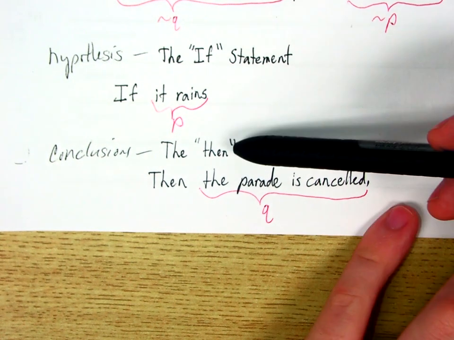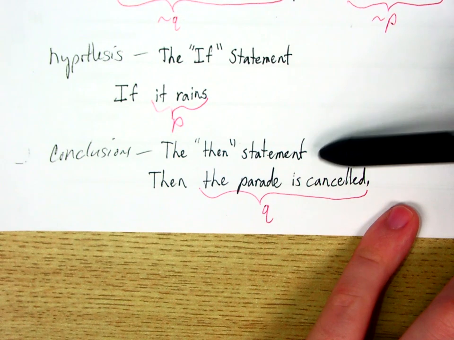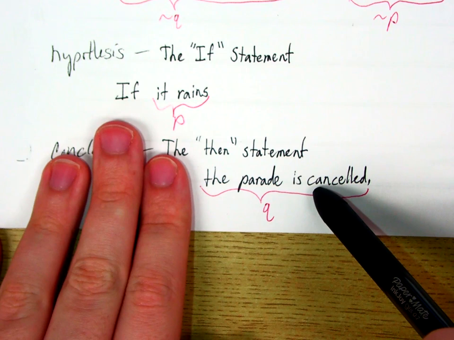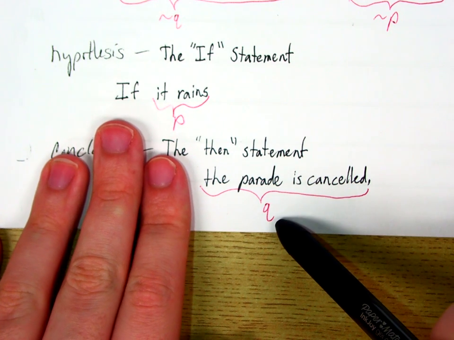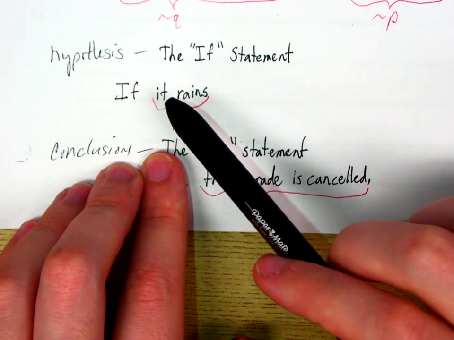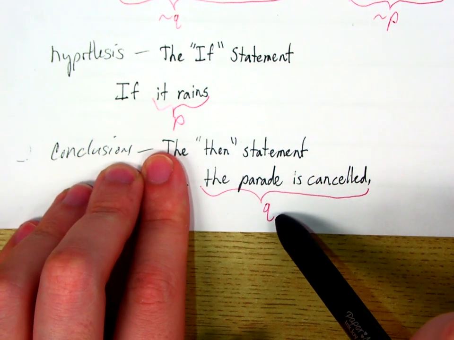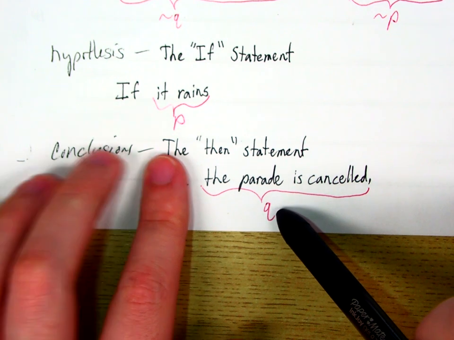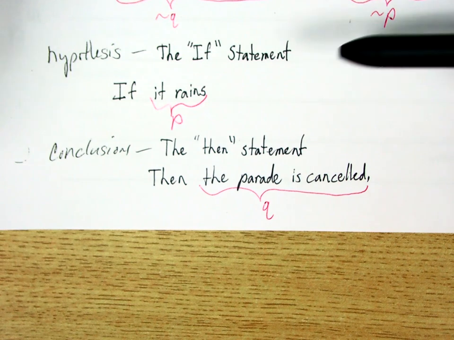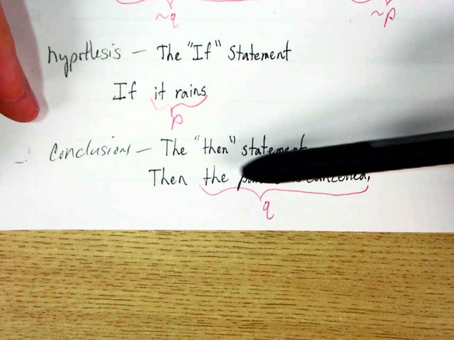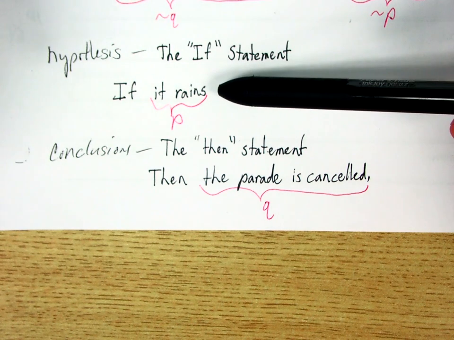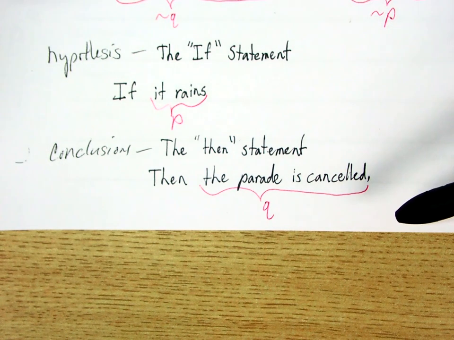The conclusion is the then part of a statement. Then the parade is canceled. Again, the parade is canceled is a sentence all by itself. That statement, the conclusion, is often referred to with the letter Q. Hypothesis gets the letter P, conclusion gets the letter Q. The conclusion always follows the word then. So together, our conditional statement would be, if it rains, then the parade is canceled. And that seems to make sense. If it rains, the parade is going to be canceled.